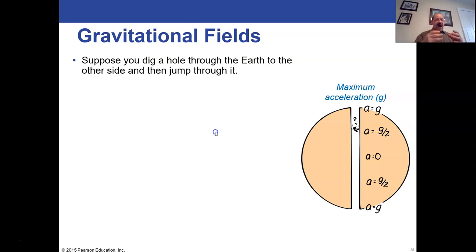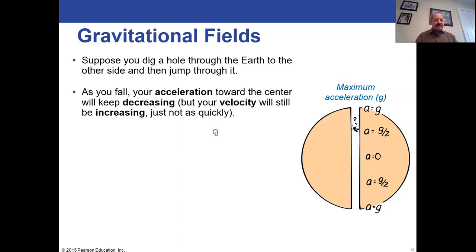Well, when you're at the top of the hole, about to jump in, you've got maximum acceleration. That's the full G of acceleration, 10 meters per second squared. And what happens is you have no velocity initially. You're jumping with zero speed. You jump down in the hole. Your speed will increase and increase and increase, but as you go lower and lower, there's less mass underneath you, and therefore you'll feel less of a gravitational pull. And your gravity, the acceleration due to gravity will actually decrease linearly as you go in.